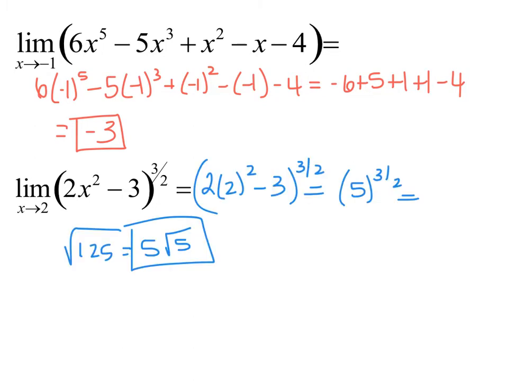So again, if I plug in 2 for this, it's not going to make a denominator 0, it's not going to make a negative inside a square root or any other domain issue, so I can just plug it in. So I plug in 2 for x, and you end up with the square root of 125, or 5 root 5.